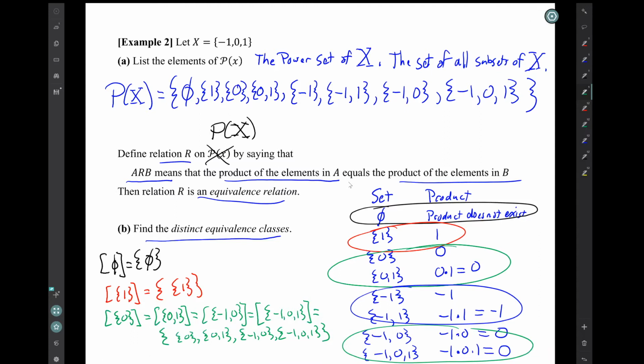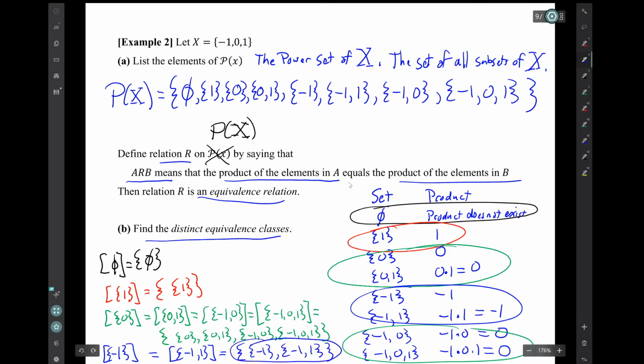Now we've got one more equivalence class to describe. It's this equivalence class that contains 2 sets, and there are 2 different symbols that we can use for that equivalence class. It's the equivalence class of the element that's the set containing -1. It's also denoted as the equivalence class of the set that contains -1 and 1. Now let's go on.